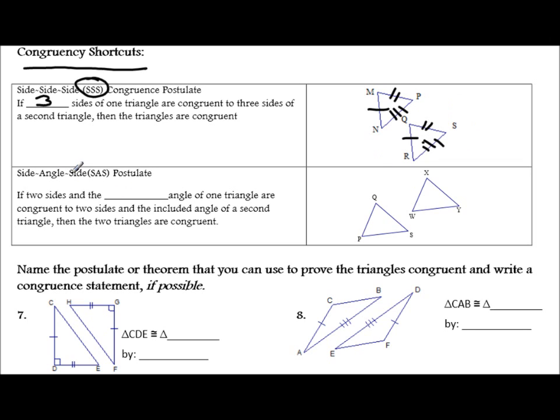The side angle side postulate says that if 2 sides and the included angle of one triangle are congruent to 2 sides and the included angle of a second triangle, then the triangles are congruent. So let's say we have side QP marked congruent to WX and side PS marked congruent to WY, and the included angle, the angle in between the 2 sides, is marked. So it would have to be angle P and angle W. Then we can say by side angle side that these 2 triangles are congruent.